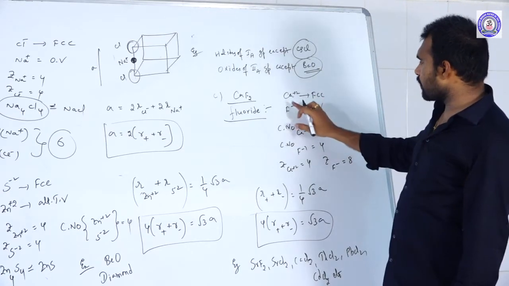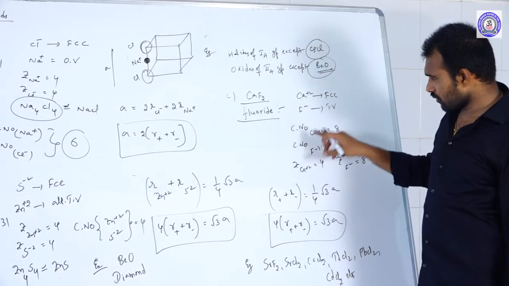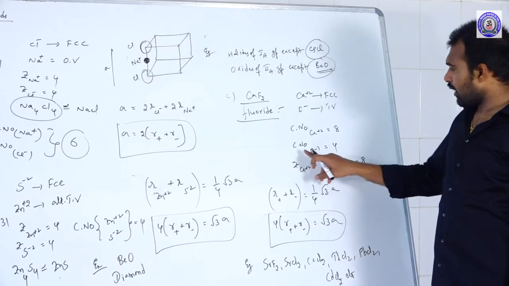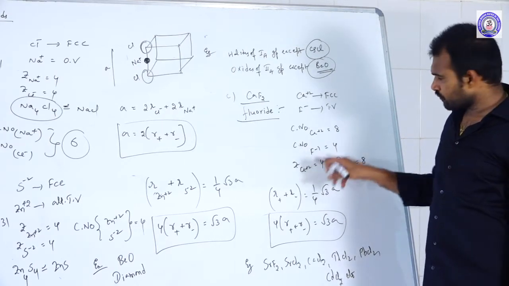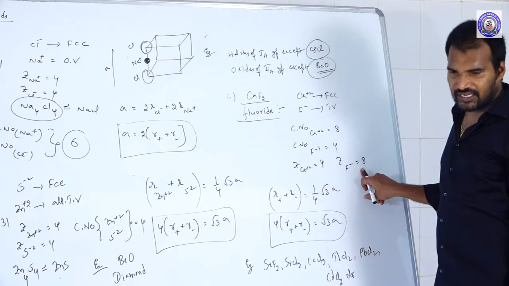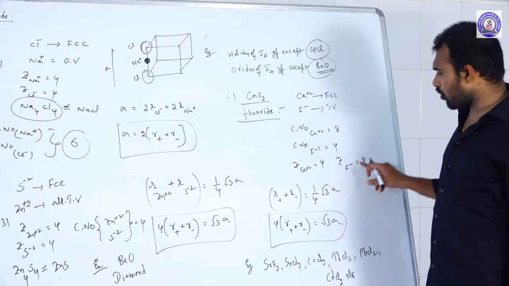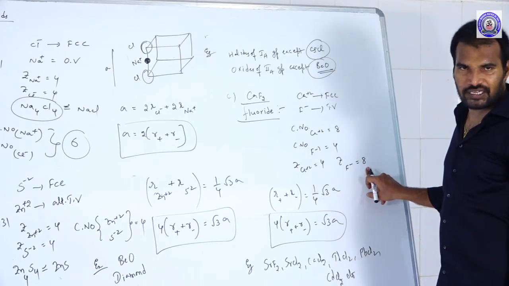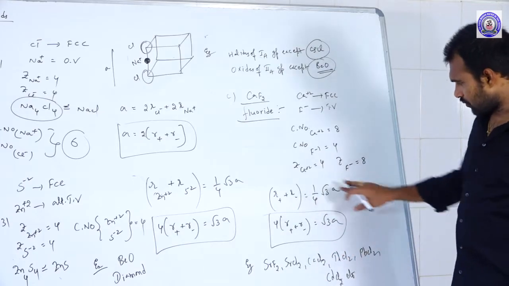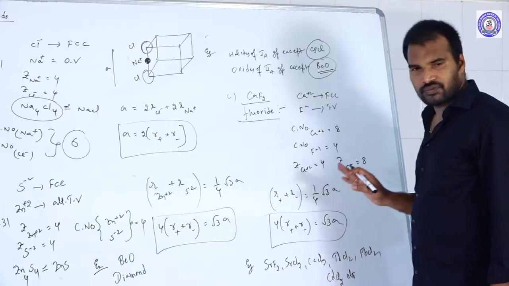So the coordination number of calcium ion will be 8, and fluoride ions will be 4. And the effective number of calcium ions is 4 and fluoride ions is 8. So the formula will be what? The chemical formula of this unit cell will be Ca4F8. So this is the relation between the radius of ions and the edge length.